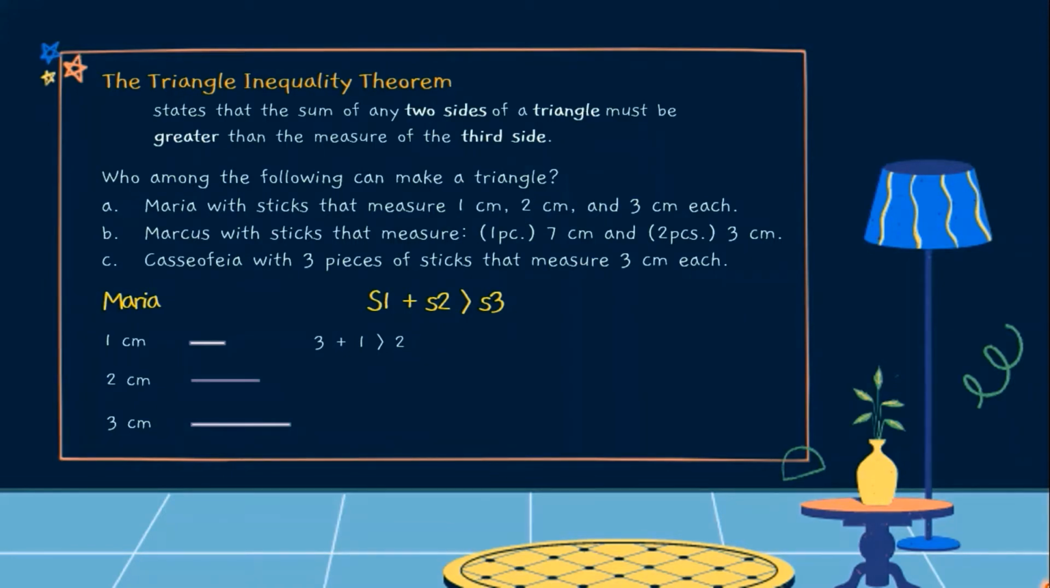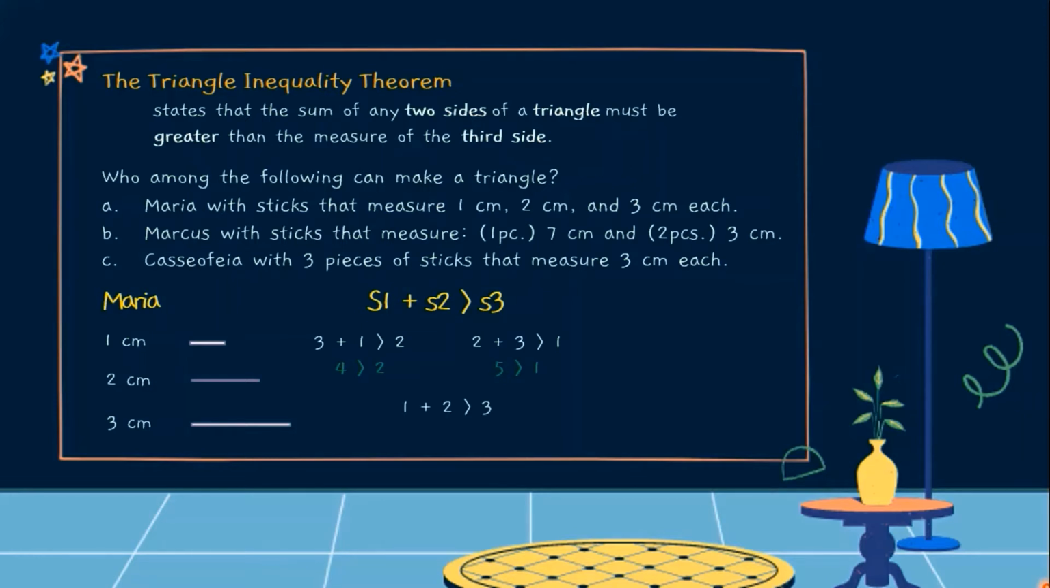3 plus 1 is greater than 2. Inuna natin i-add together yung 3 plus 1. 3 plus 1 is equal to 4. 4 is definitely greater than 2. So, correct. Next, 2 plus 3 is greater than 1. So, ito naman dalawa yung in-add natin together. 2 plus 3 is equal to 5. And 5 is greater than 1. So, tama pa rin ito.